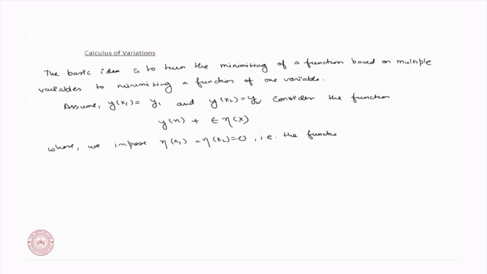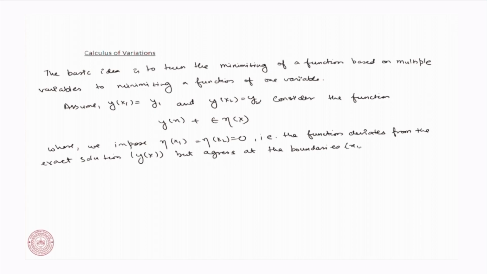function deviates from the exact solution, that is y of x, but agrees at the boundary conditions, at the boundaries. Okay. So, the boundaries are x1 and x2.